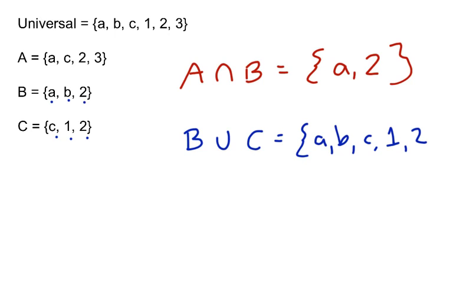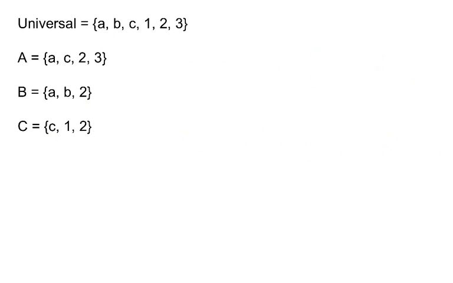And you might think, hey, 2's in there twice. Can we write it twice in our union? There's not really reason to. An element is either in a set or it's not. Once we've got the 2 in there, it's in there. So we don't need to write it a second time. And we're all done. B union C contains those 5 elements.